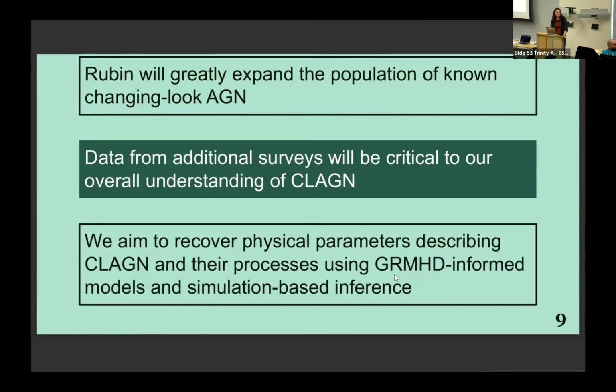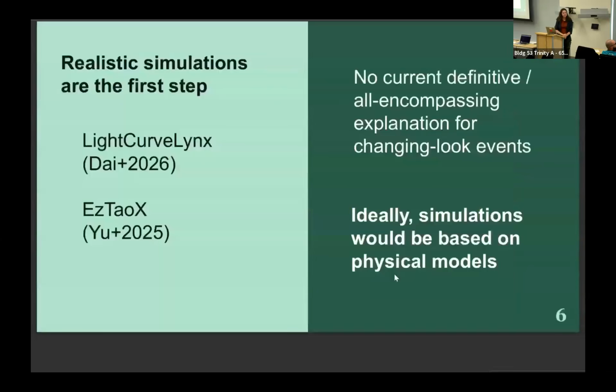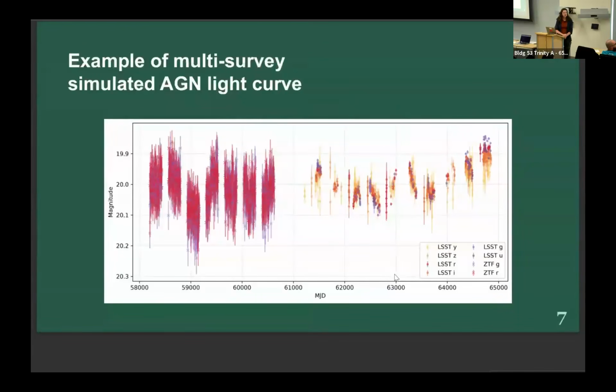Oh, I should introduce myself, Katarzyna Kruszyńska. So I have a question. You showed the ZTF and LSST light curves. Are there any other surveys that you identified as good?